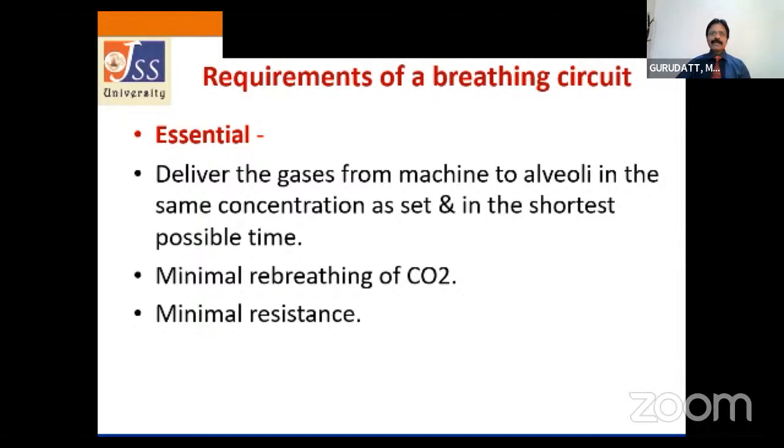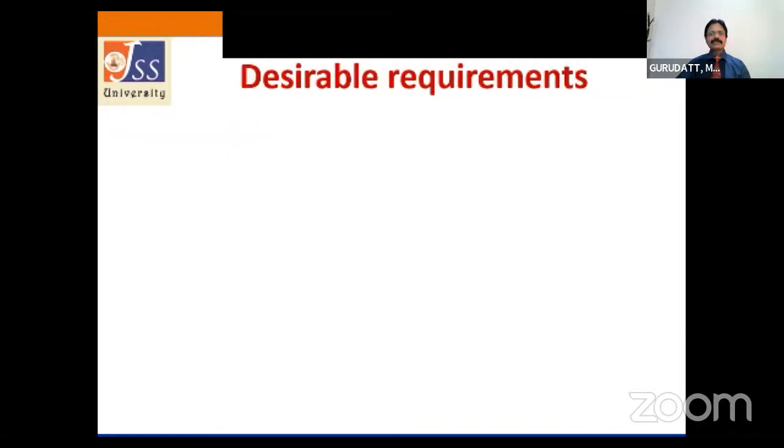So what are the desirable requirements of a breathing circuit? One thing which is very, very important is the economy of fresh gases. When we talk about whether a breathing system is ideal for a particular type of ventilation, it is based on how much fresh gas flow we have to use. That's how the economy of fresh gases is very important. We know that in a closed circuit, when we go for low flows, definitely so much economy of fresh gases as well as the inhalation anesthetic agents will be there.